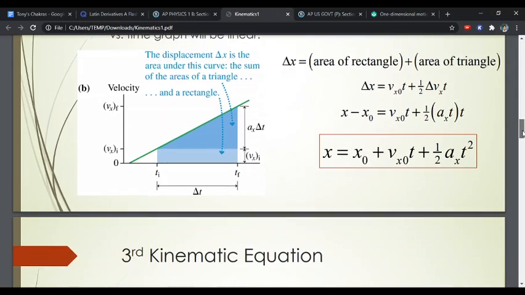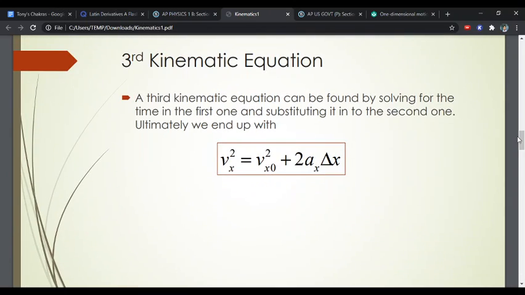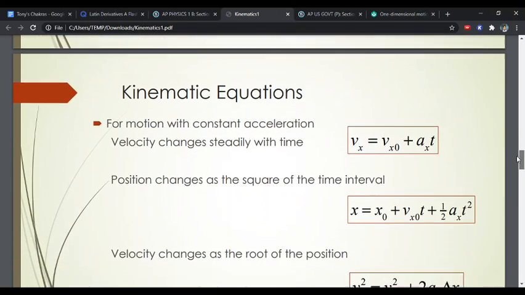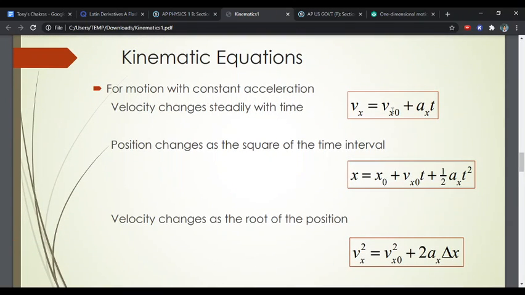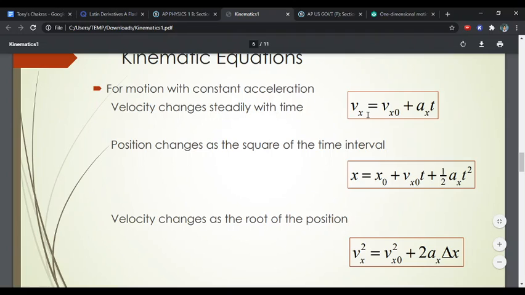And finally, the third equation would be this equation right here. Vx squared, the final velocity squared, equals the initial velocity squared plus 2 times the acceleration times the displacement, right? And you can also see that there are some variables that some of these kinematic equations do not show or include. For example, the first equation doesn't show any position or displacement, right?